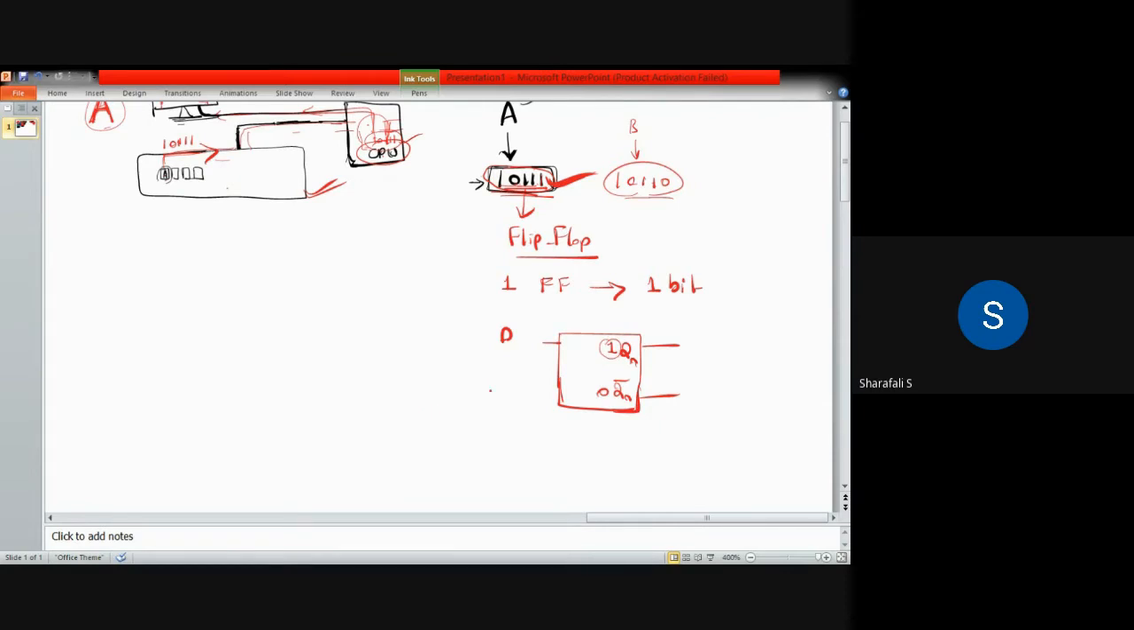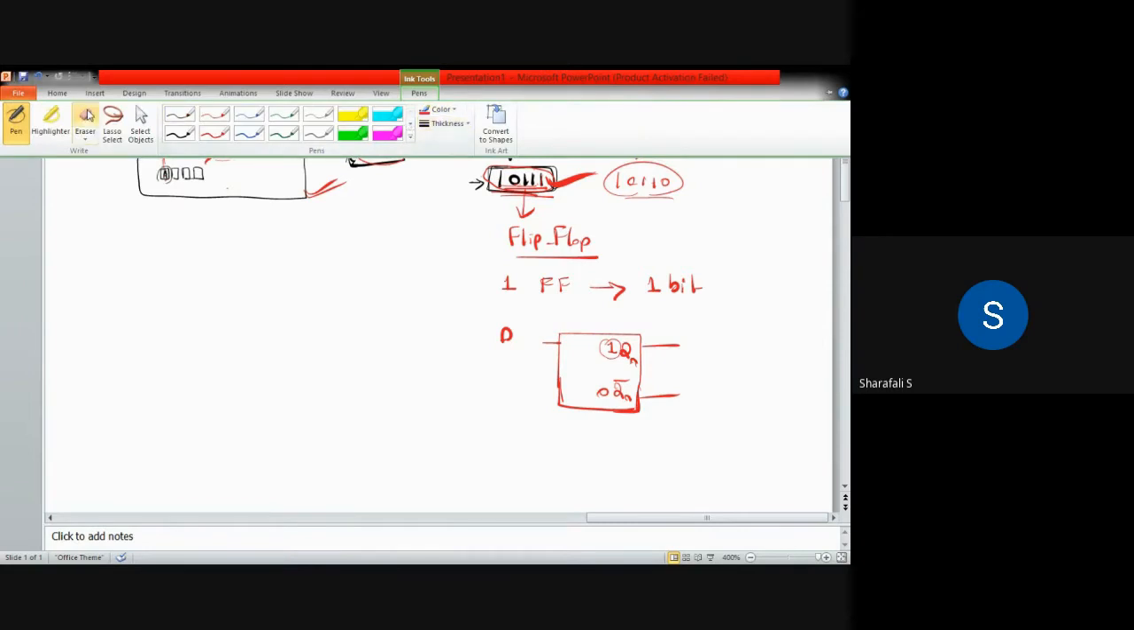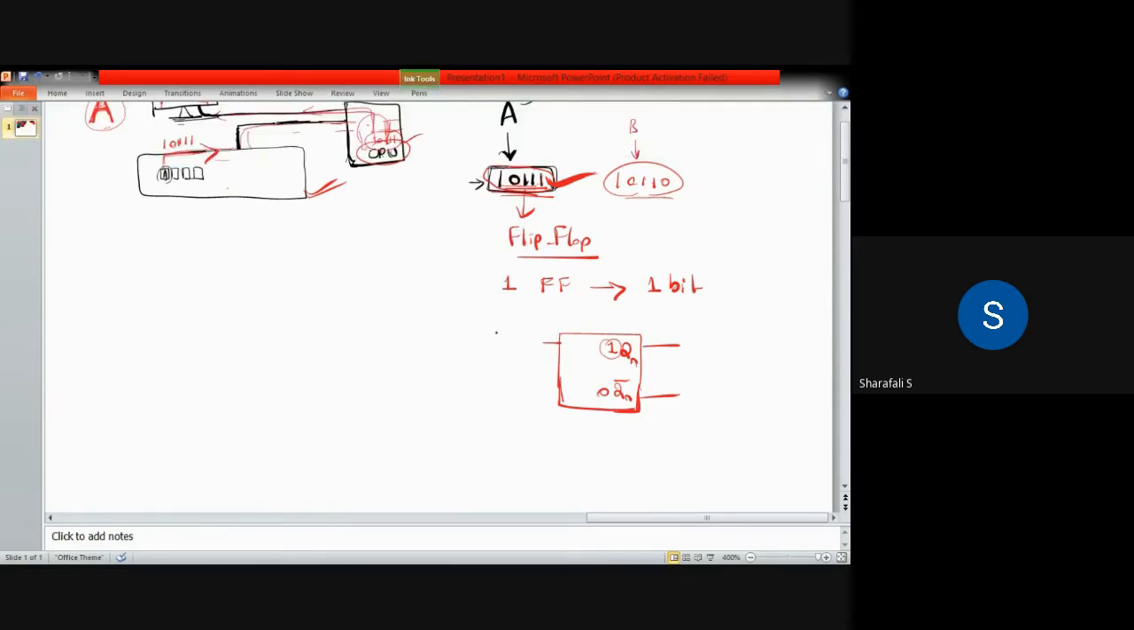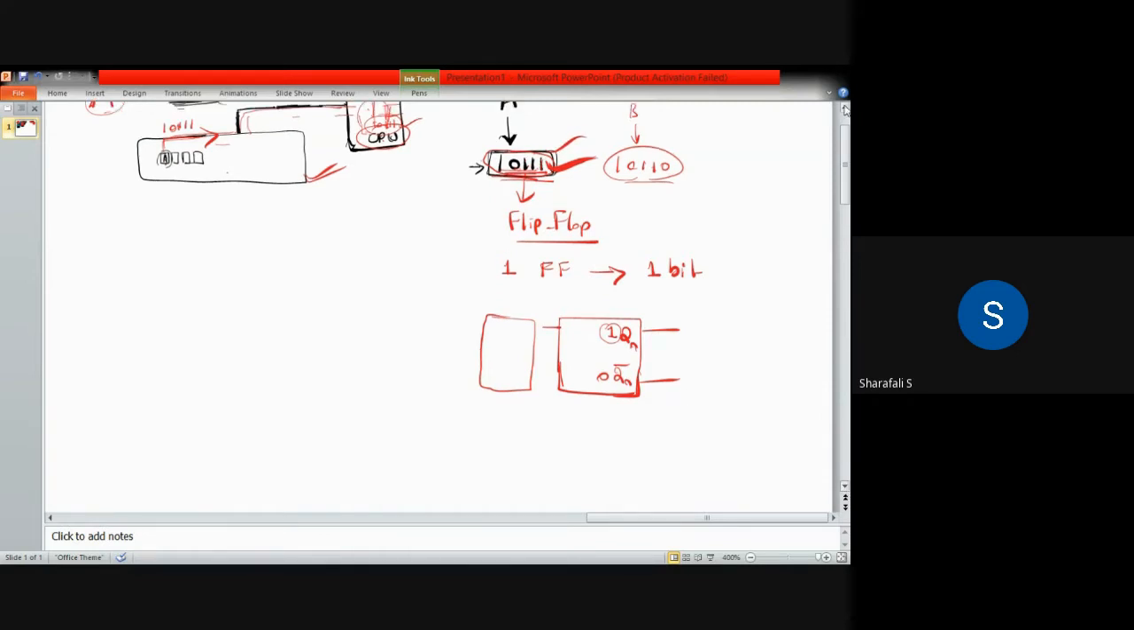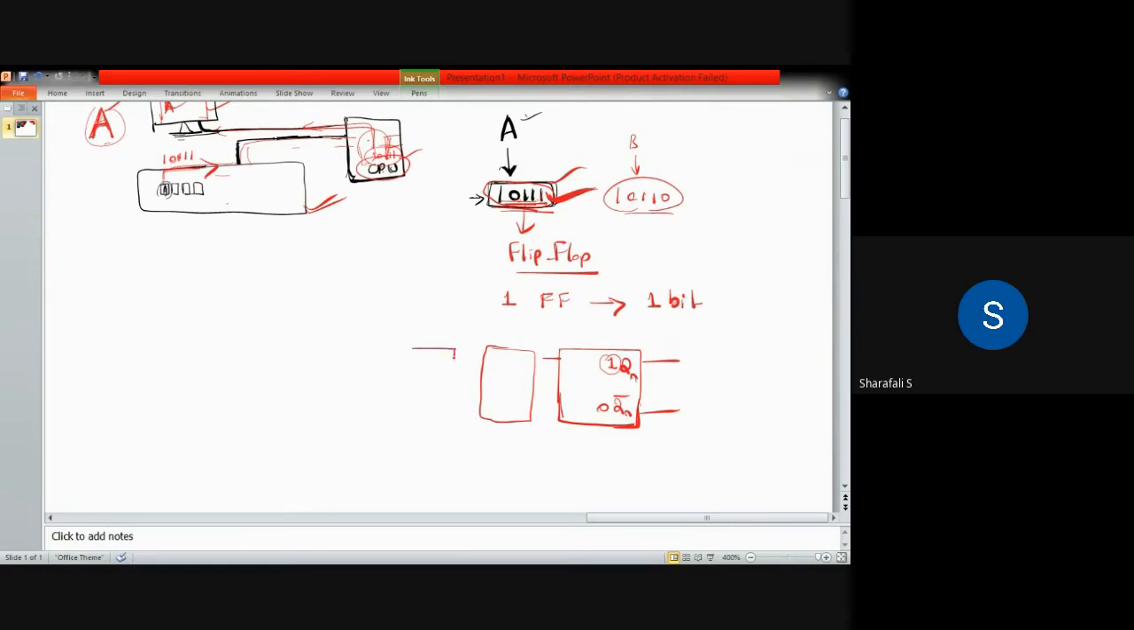And if you have n number of such flip-flops, for example for this letter A, how many do we need? One flip-flop will store one bit. This letter A has 5 binary bits, that is, the binary value 1 or 0. So you need at least 5 flip-flops.